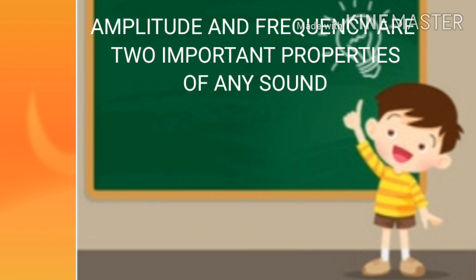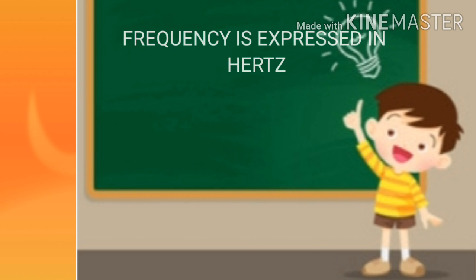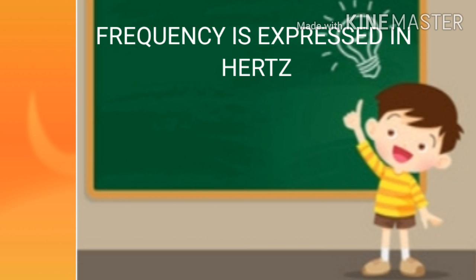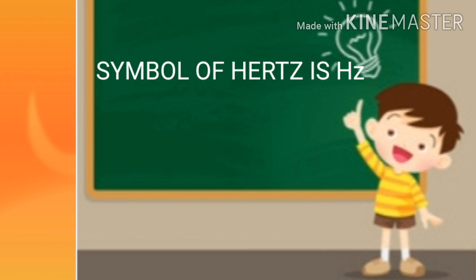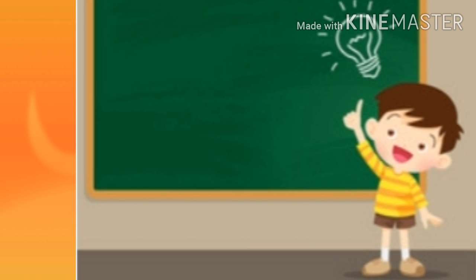Amplitude and frequency are two important properties of any sound. Can we differentiate sounds on the basis of their amplitudes and frequencies? Yes, we can differentiate them with the help of amplitude and frequency. So how can we measure the frequency? How can we express it? We can express it in the form of hertz, and the symbol for hertz is capital H and small z. Okay, so this is about amplitude, time period and frequency of a vibration.